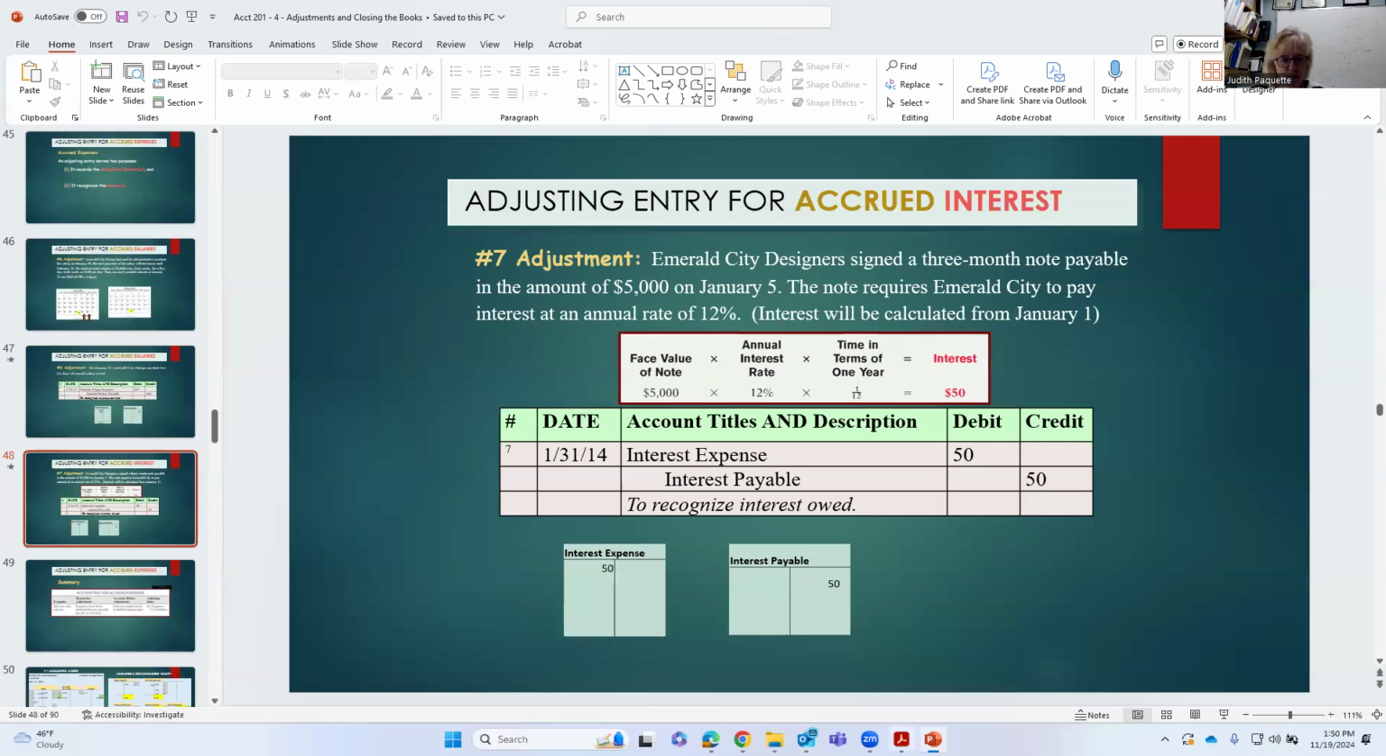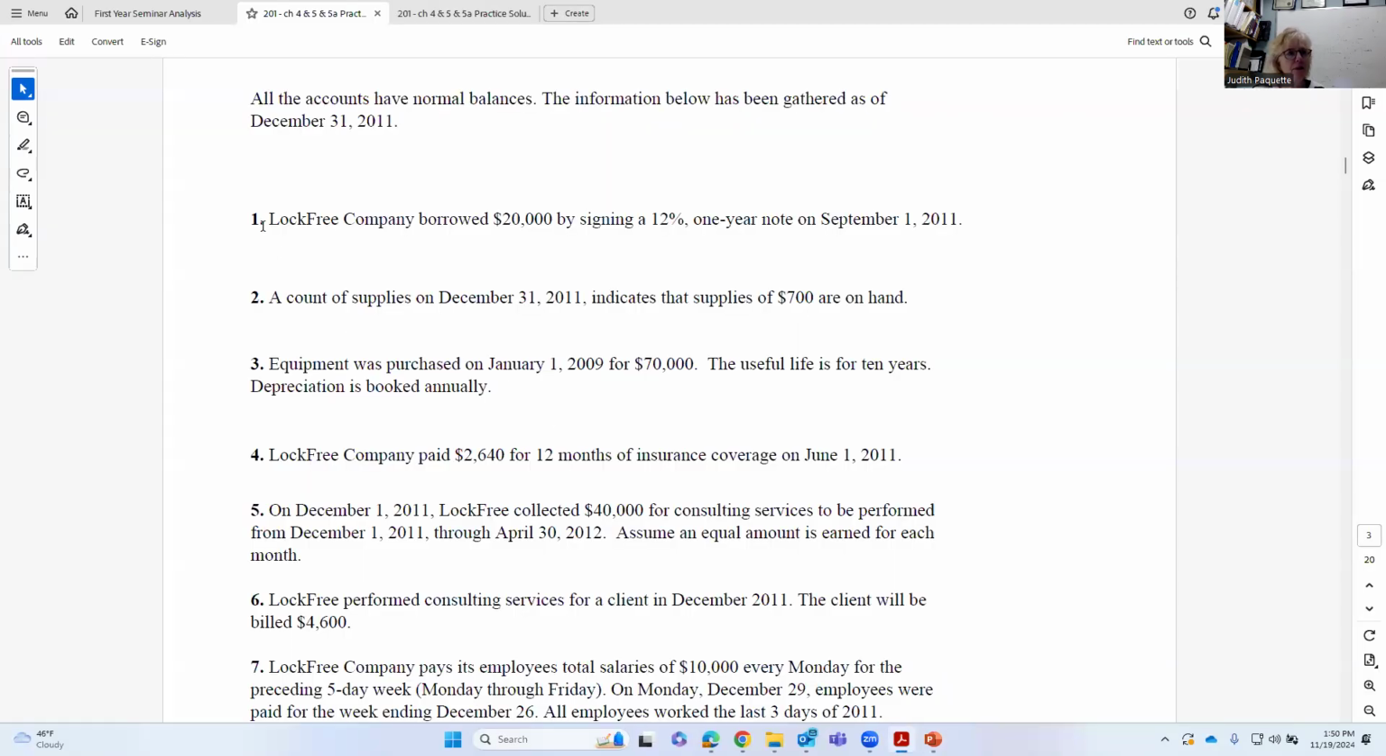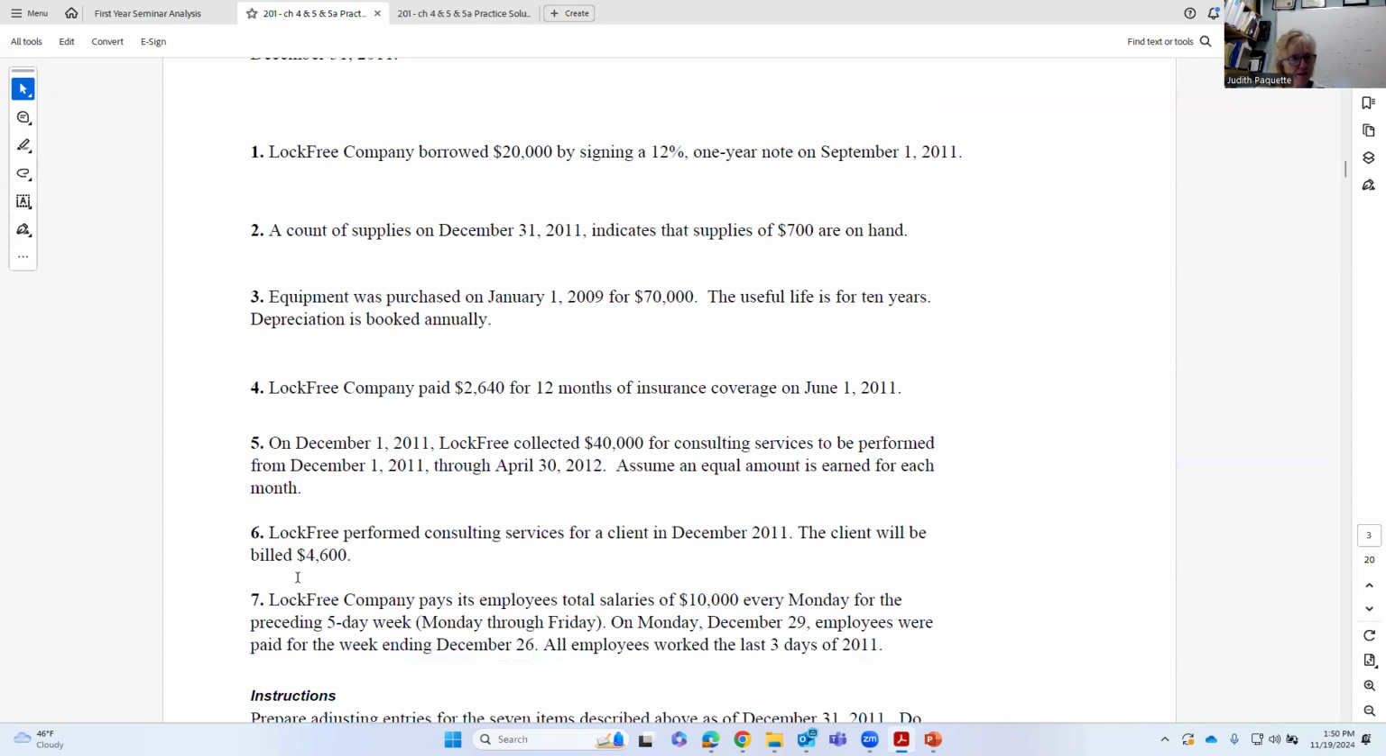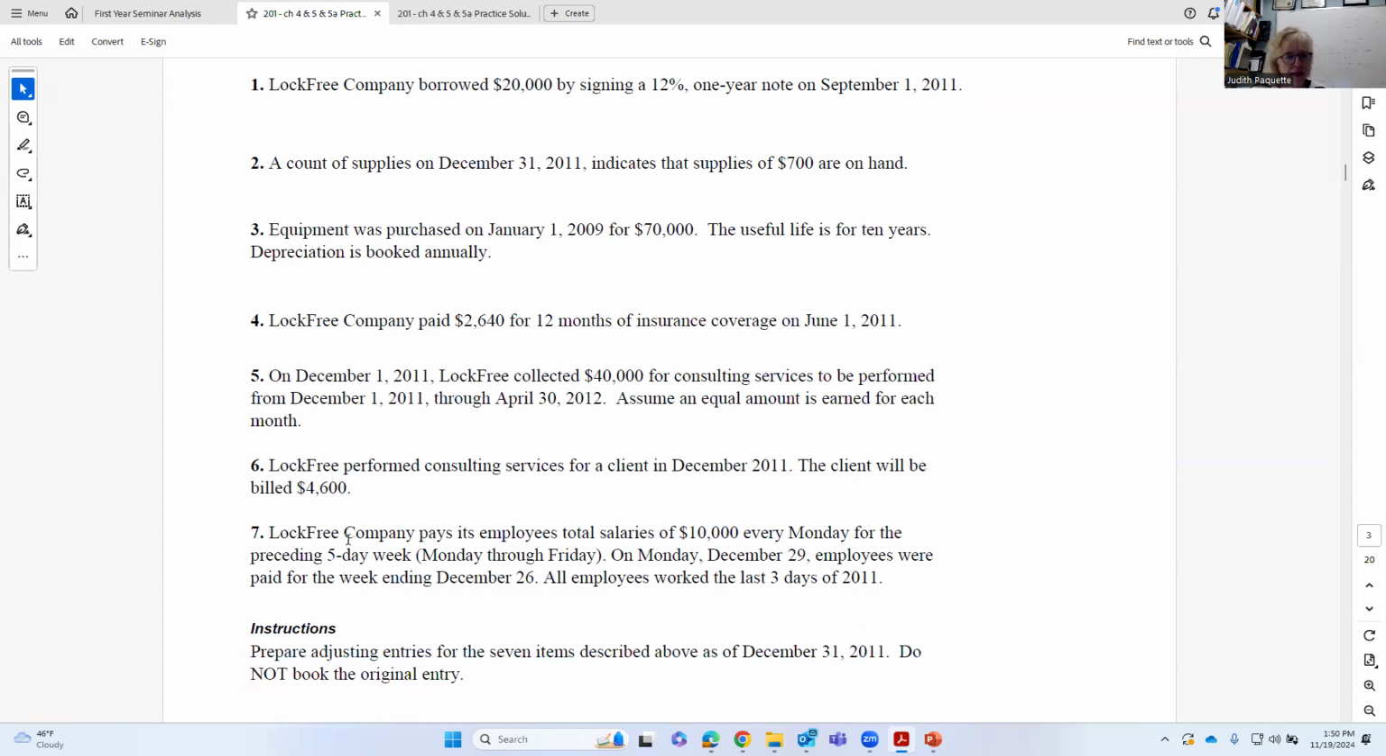Okay, so back to your practice exam, lock-free borrowed 20,000, signed a 12% note. That's going to be the interest expense journal entry. Let's see, down here, lock-free performed consulting services. The client will be billed. That's going to be your accrual to recognize that revenue. And then here's the salary one. So don't be overwhelmed by these journal entries. Know the journal entry, then go back and do the arithmetic to figure out the dollar amount.